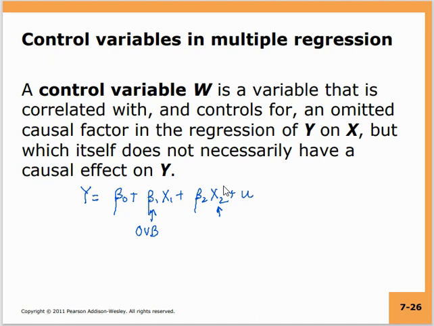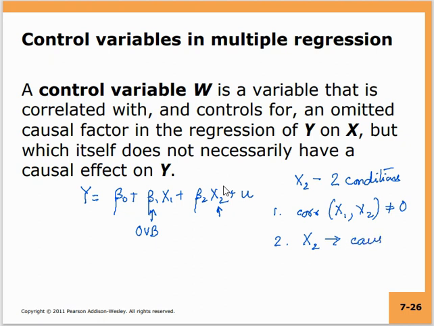Now in this case x2 had to fulfill two conditions. What were those two conditions? Basically the correlation of x1 and x2 was not equal to 0, and the second condition was that x2 had a causal effect on y. Now we are saying that maybe x2 does not have a causal effect on y and it is only correlated with x1, but even in that case we may want to include x2 in the model.